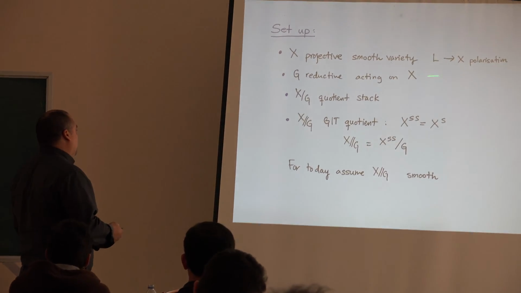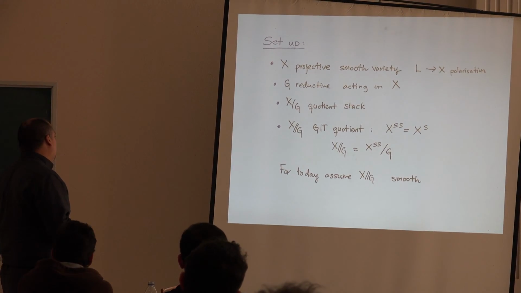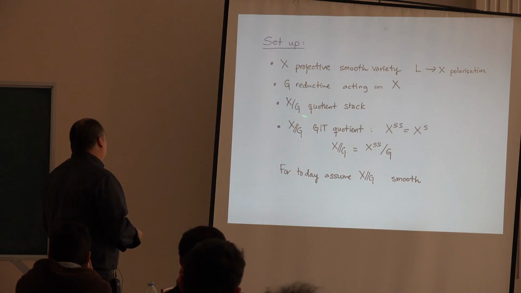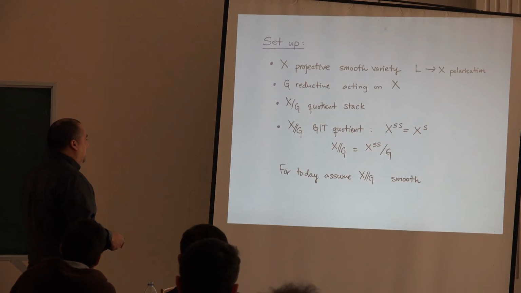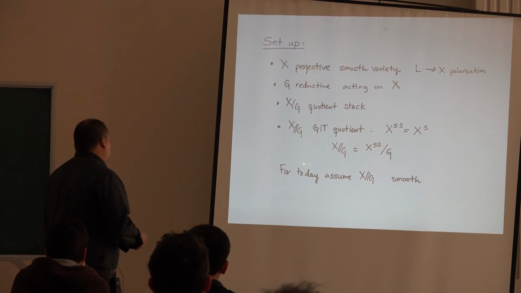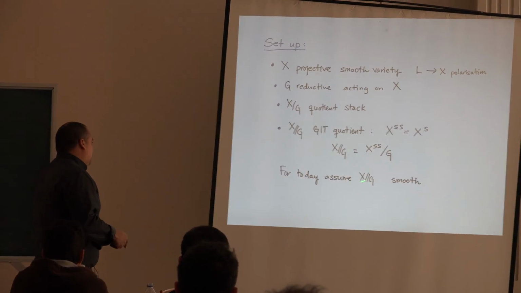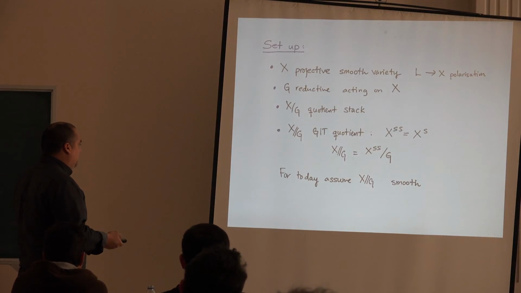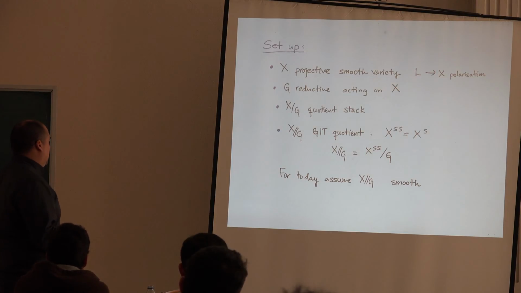But anyway, the setup for today is just going to be, I'm going to take a projective smooth variety, and I'm going to take a polarization of that variety, and then I'm going to assume that G is a reductive group acting on X, and I will denote by X mod G the quotient stack, and then X mod G the GIT quotient. That means that I will consider the loci of semi-stable points with respect to the action, and then I will take the quotient with respect to G. For today, I'm going to assume that this is smooth. In the case that this is not smooth and is a Deligne-Mumford stack, there is also a theory for that, but the computations are a tiny bit more complicated, and I will not address that in the talk.